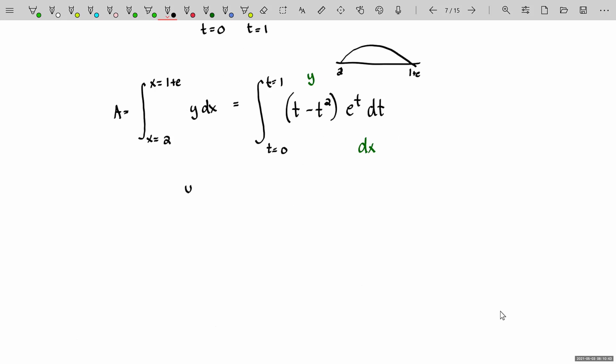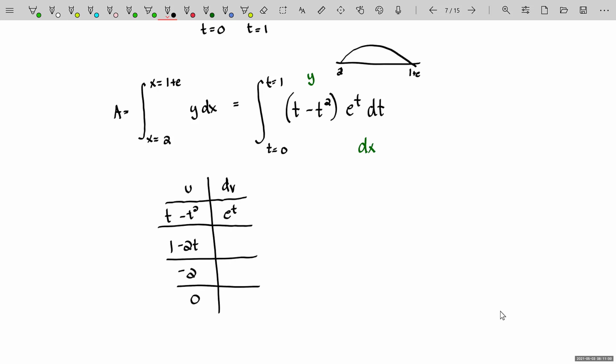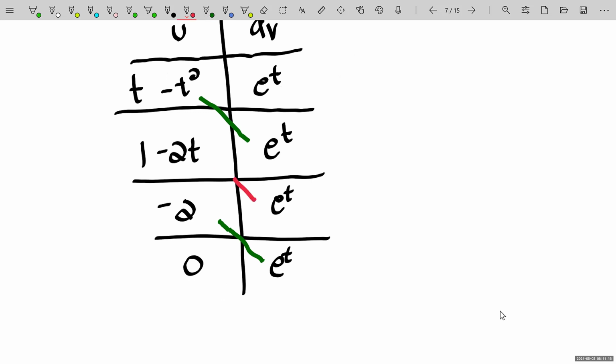You're going to choose one of them to be u and the other one to be dv. Obviously, I think you know you're going to choose u to be this and dv to be that. Start taking derivatives. That's 1 minus 2t, then a negative 2, then a 0. This is always e to the t, e to the t, e to the t. You're going to add the product of these two, subtract the product of those two, add the product of those two. In fact, I should have used red here. There we go.